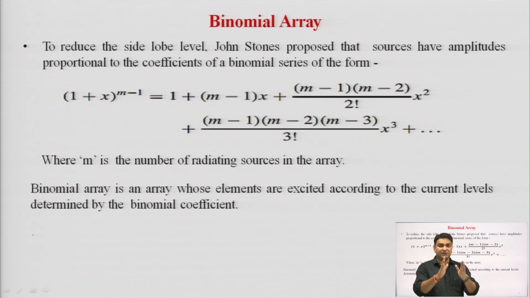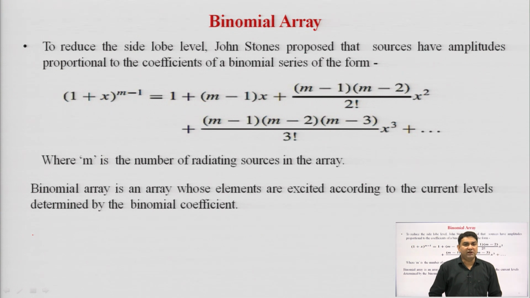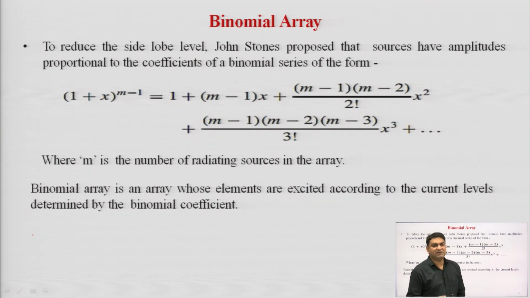For getting this particular type of antenna array system, John Stone proposed a pattern in which the non-uniform amplitude distribution is according to the coefficients of a binomial series or binomial expansion, which can be given as (1 + x)^(m-1) = 1 + (m-1)x + (m-1)(m-2)/2! x^2 + (m-1)(m-2)(m-3)/3! x^3, and so on. These are the different factors, like nCr, the coefficient, and this coefficient is responsible for the amplitude distribution for the different elements in this binomial antenna array system.